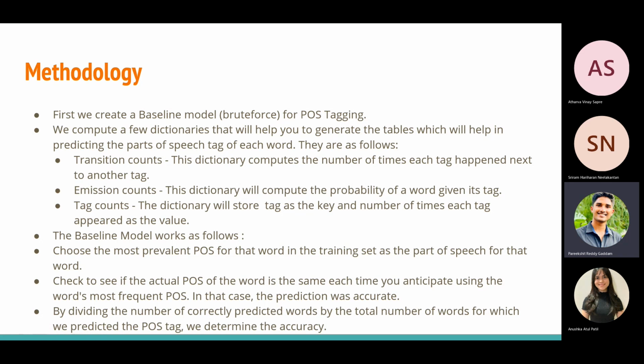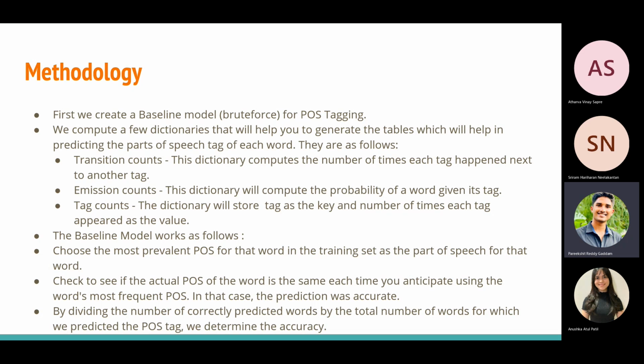For the baseline model, we've used the brute force algorithm for parts of speech tagging. We have computed a few dictionaries to help generate the tables, which will help in predicting the parts of speech, which include transition counts. This dictionary has the values which compute the number of times each tag happened next to one another. Then there is the emission count dictionary. This dictionary will compute the probability of a word given its tag. The next one is the tag counts dictionary. The dictionary will store the tag as the key and the number of times each tag appeared as the value.